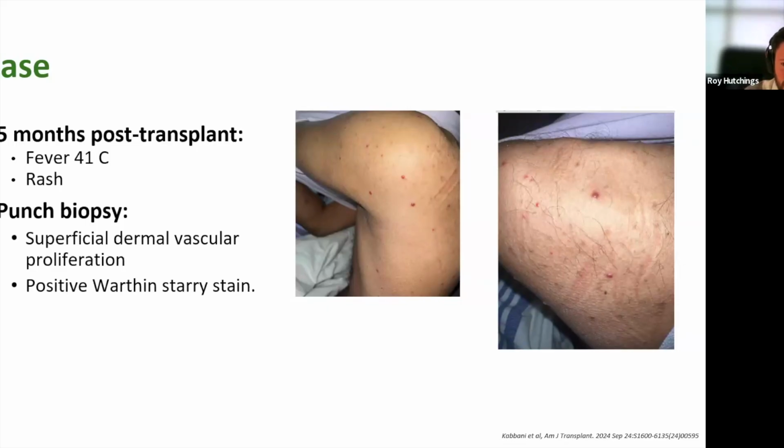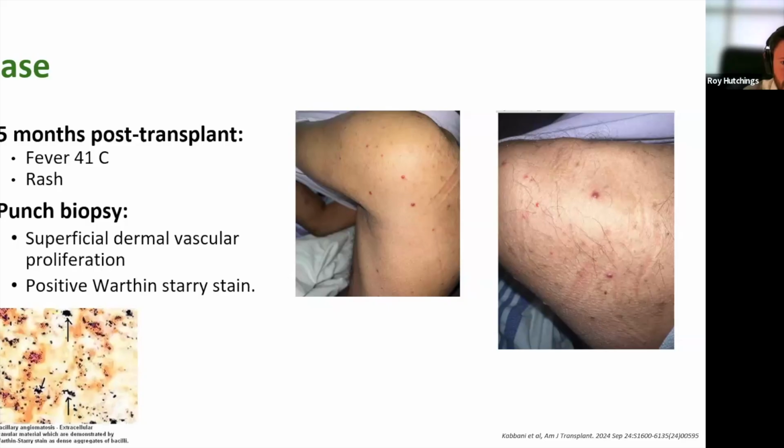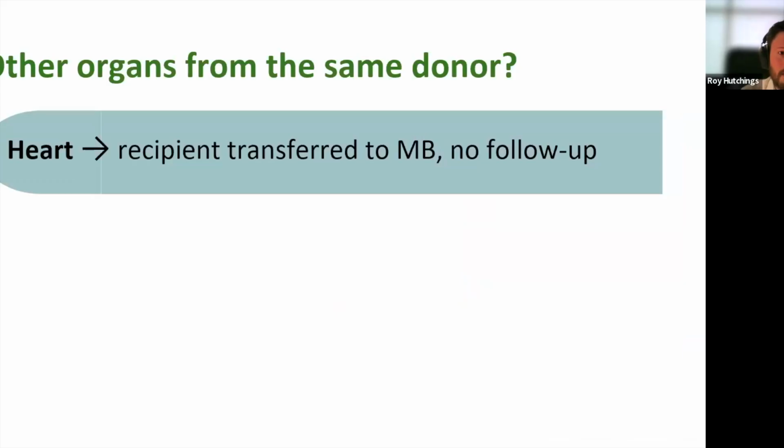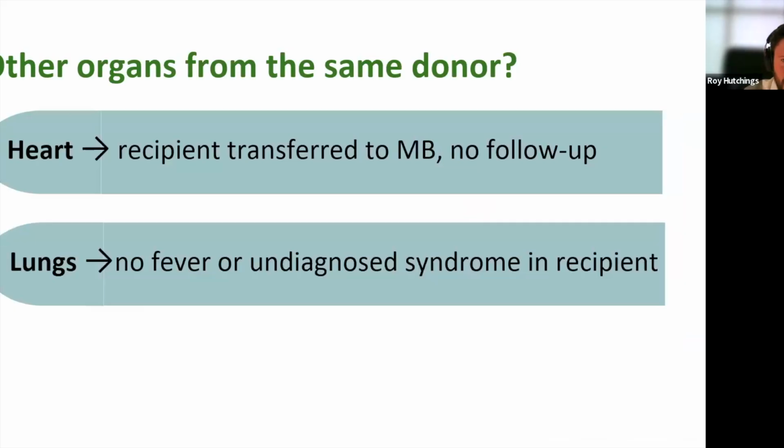But as always, we wondered, could this be donor-derived? So we considered the other recipients of organs from the same donor. The heart had been given to a recipient who went to Manitoba and didn't receive any follow-up from our center. The lungs had no fever or undiagnosed infectious syndrome.